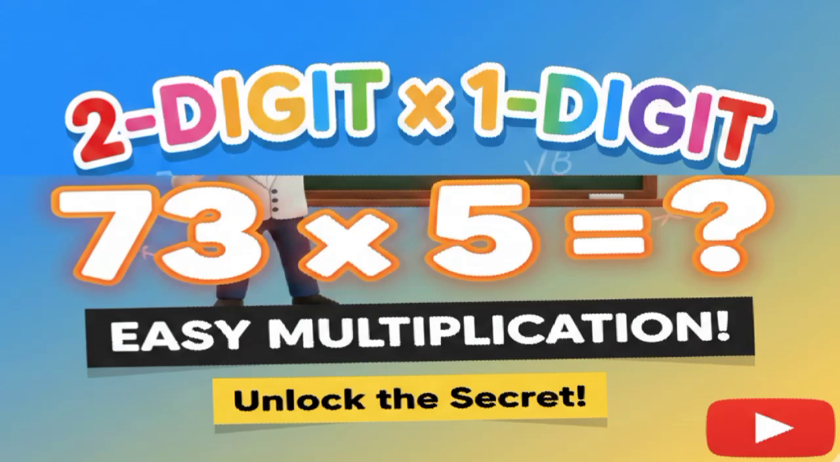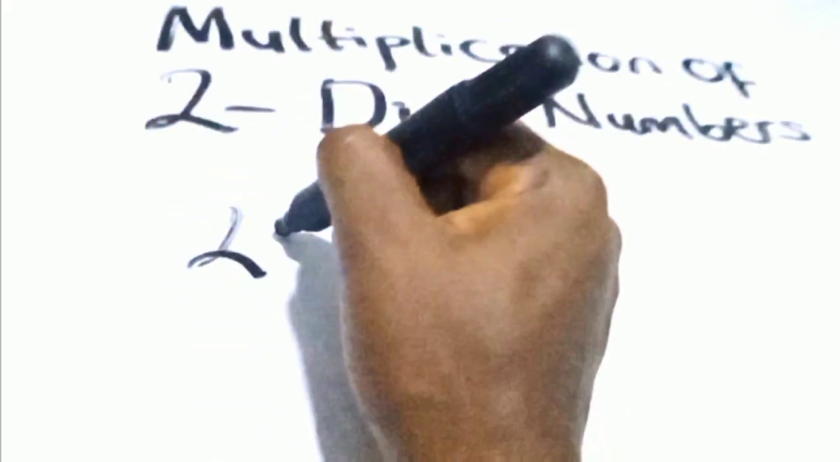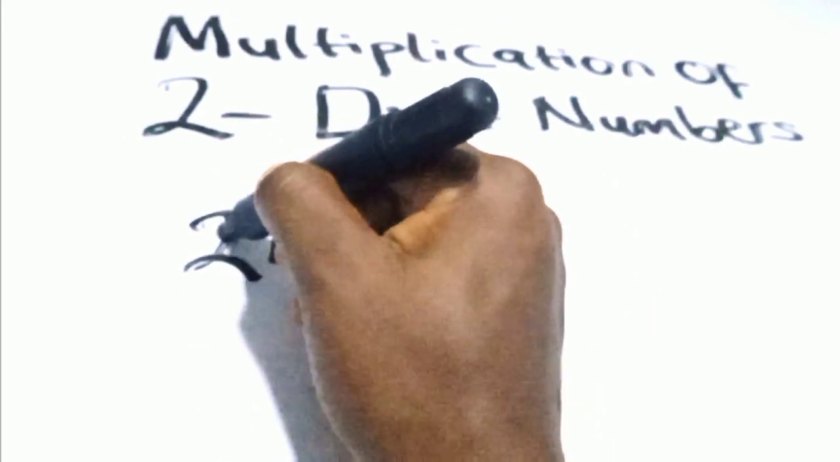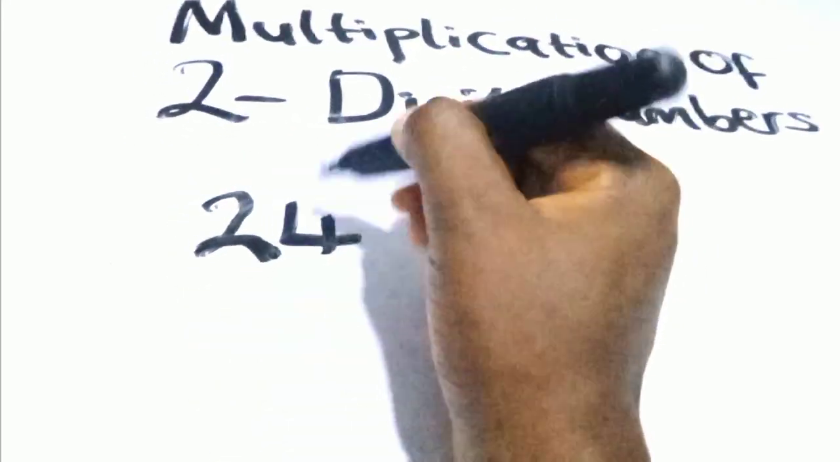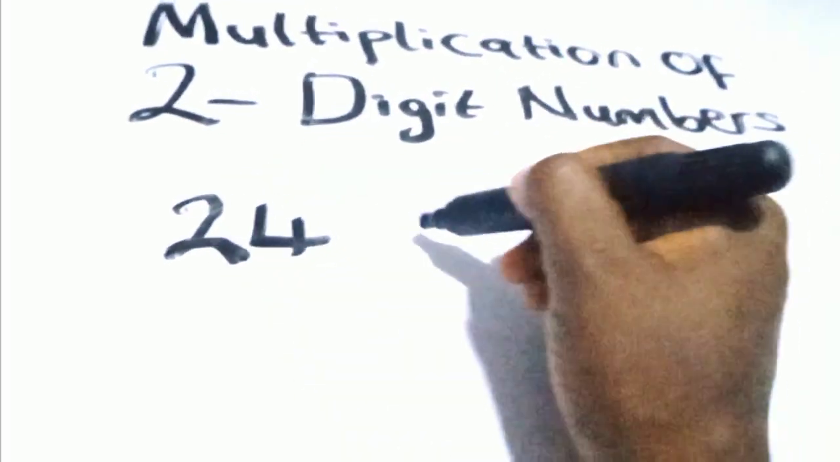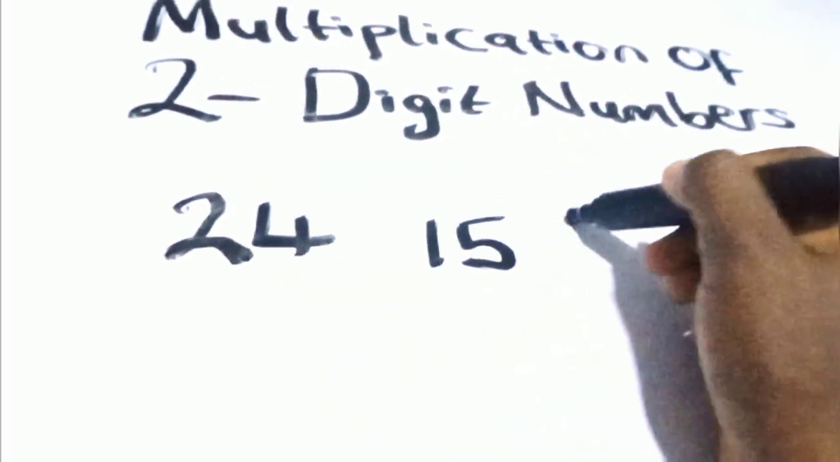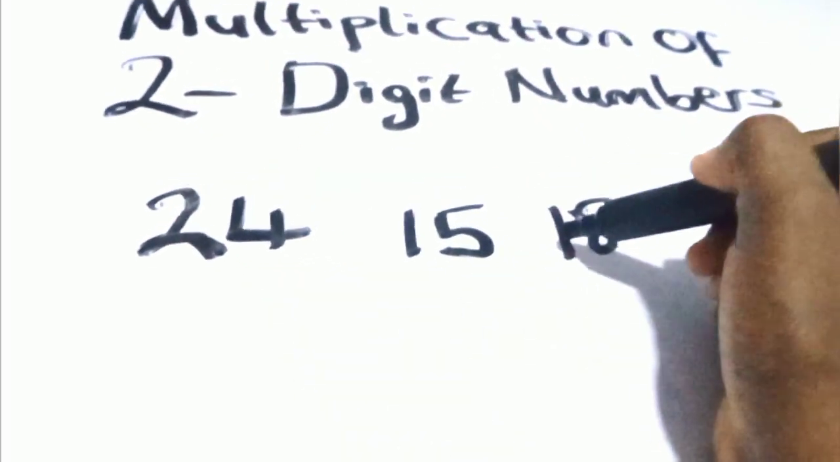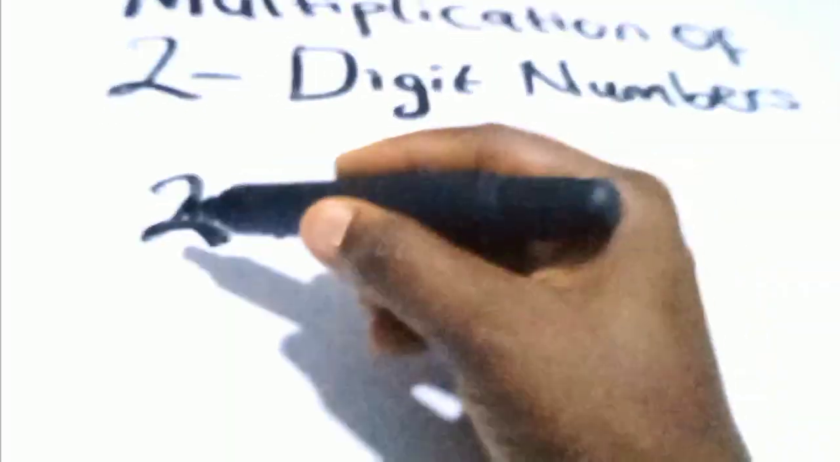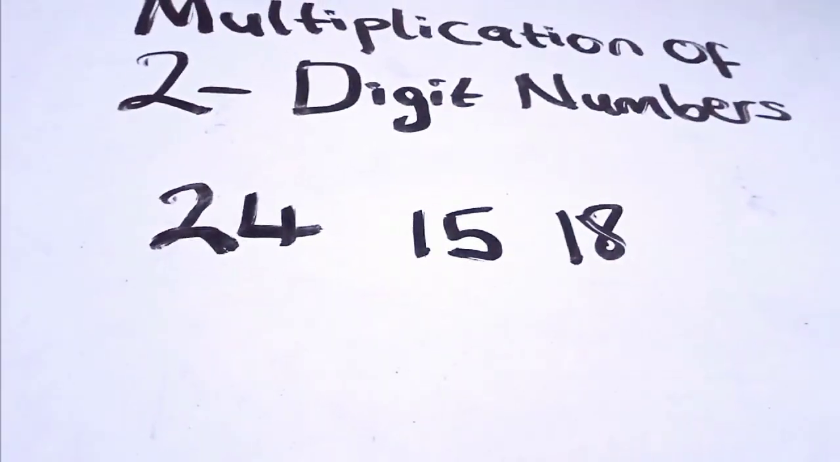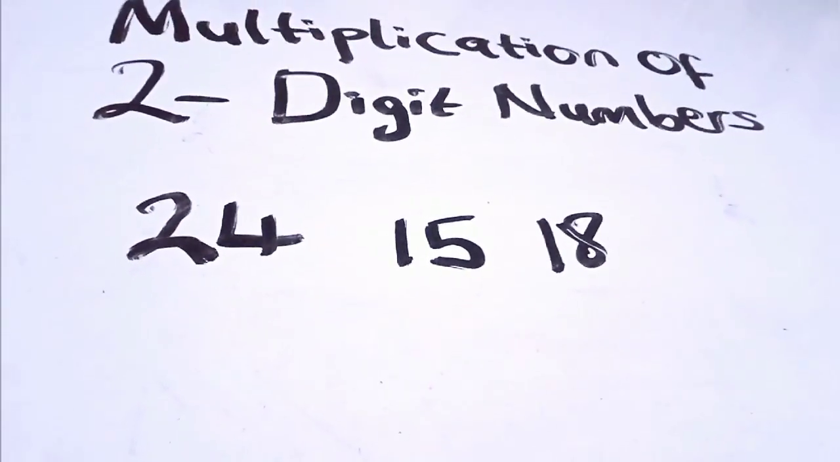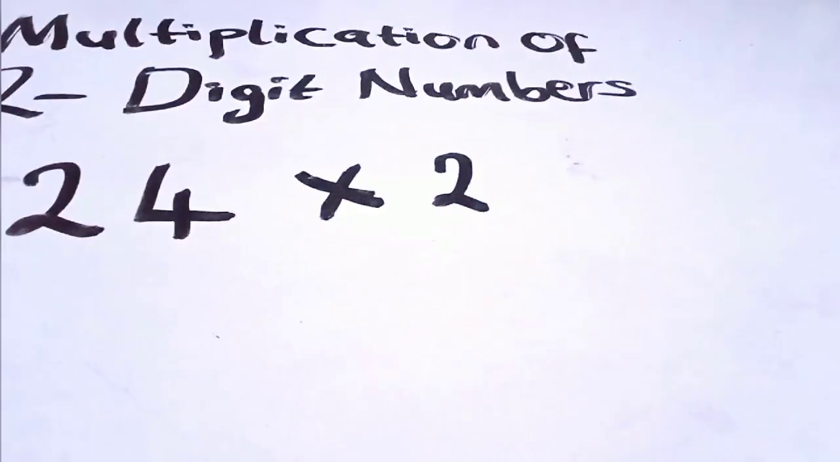In today's lesson, we are looking at multiplication of two-digit numbers. When we say that we have two-digit numbers, we have numbers like 24. 24 means the digits are 2 and 4. Numbers like 15, 18 are made up of 2 digits. So how do we multiply these numbers? Let's find out using the following examples.